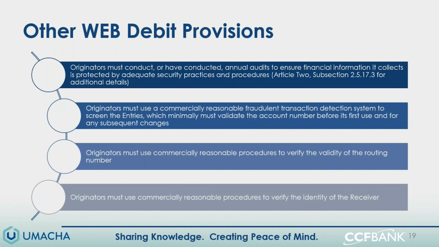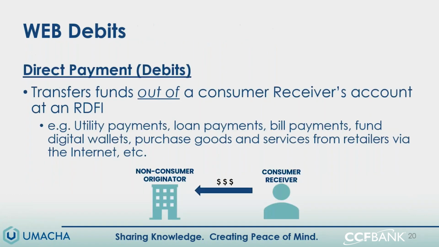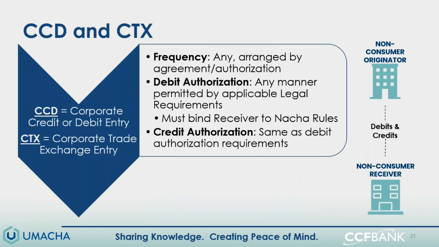All right, couple other things about web debits. So web debits are transferring funds out of a consumer receiver's account. So remember, we talked about utility payments, loan payments, those sort of things. Could also be funding a digital wallet, could be purchasing goods or services from an online retailer. But essentially what we're doing is we're taking funds from that consumer receiver and we're moving them to us as that non-consumer originator.